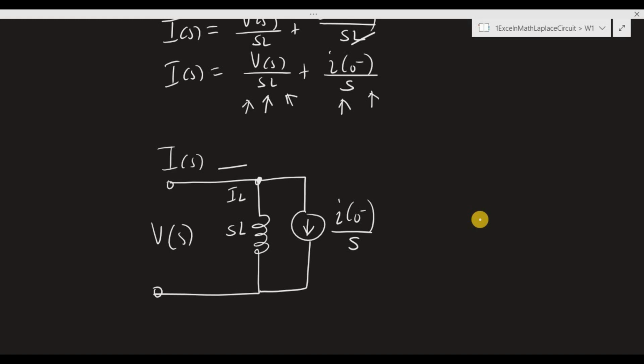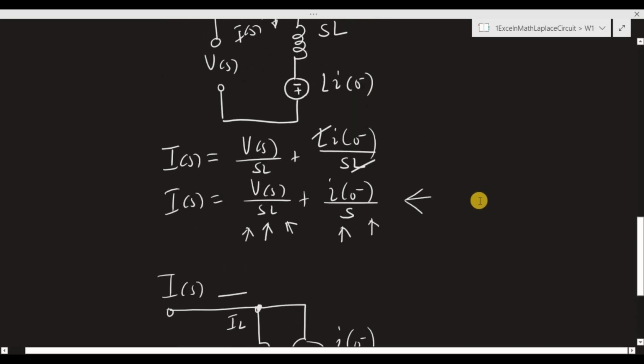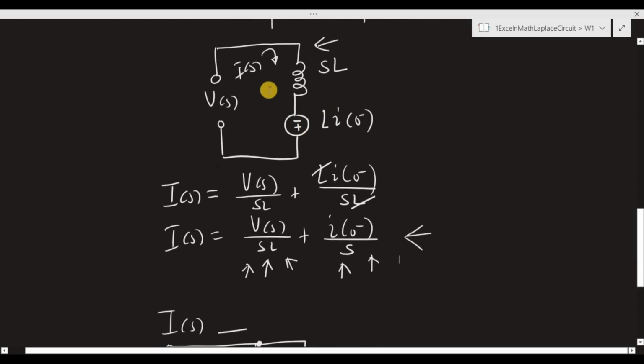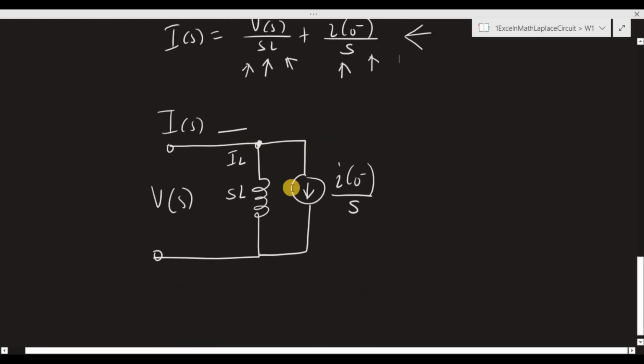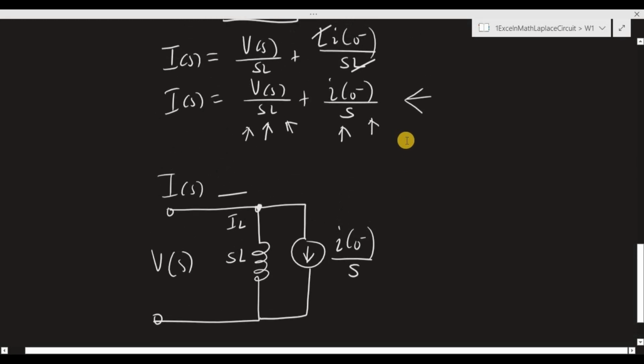And we have the current source here with a magnitude of I0 minus over S. Now I0 minus is still the same. This is the current flowing through the inductor at time t equals 0 minus, and this is the initial condition of the inductor incorporated in the circuit in the S domain. So this circuit is derived from this equation, and they are equivalent. Now we have two models to choose from: the series model and the parallel model for the inductor in the S domain.